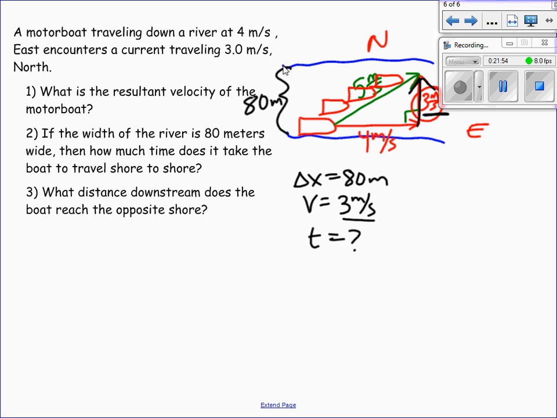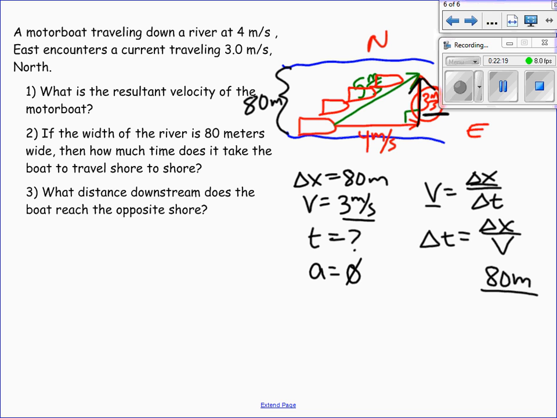So if we know that, we're going to go ahead and use a formula. Since there's no acceleration, since it's not speeding up or slowing down in the north direction, we can just use a simple equation of velocity equals delta x over delta t. We know what velocity is and we know what delta x is, so I'm going to rewrite this equation to solve for time. And that would be delta x divided by my velocity. My delta x is 80 meters, and I'm going to divide by 3 meters per second. If I do that, that's going to go ahead and give me my time that it would take to go across the river. And that would be about 26.67 seconds.